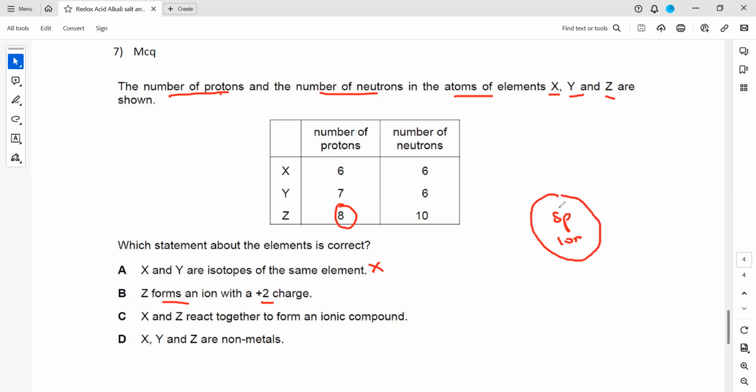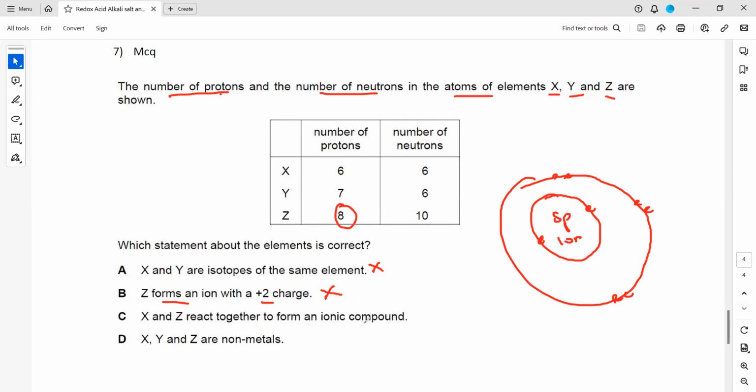To be an atom, the first shell will have 2 electrons and the second shell will have 6 electrons. So it will not form a +2 charge, it will form a -2 charge. So that's why B is not correct.